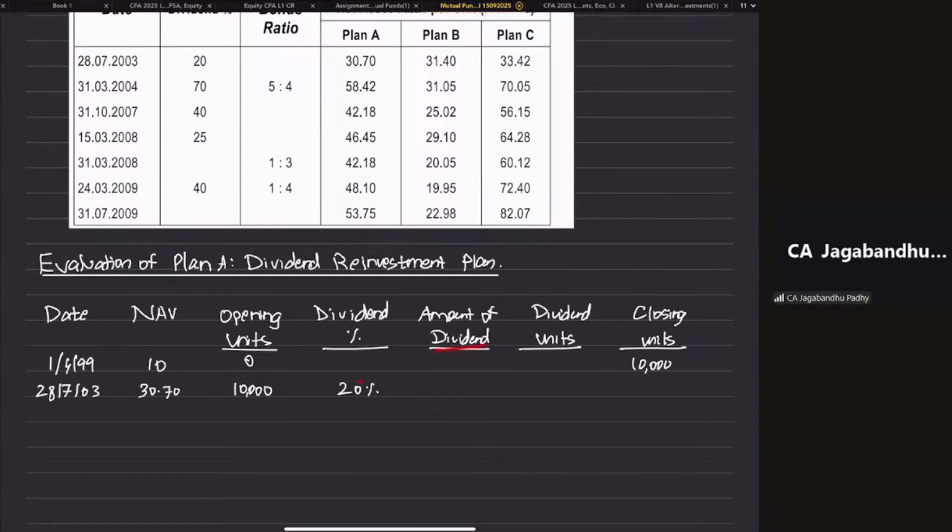Guys, the amount of dividend will be a percentage of the face value. It's 10,000 units into face value into 20%. Face value is the initial NAV that we have, which is 10. So 10,000 into 10 into 20% gives the amount of dividend, which is 20,000. Right? Then what will be the number of dividend units?